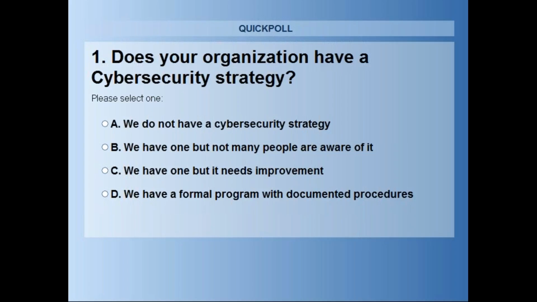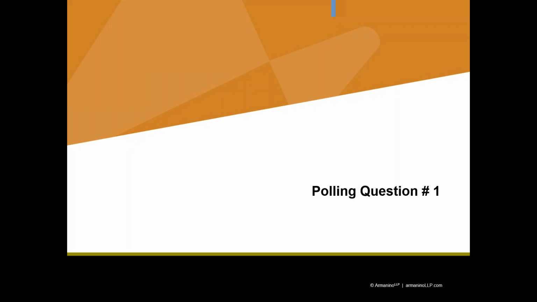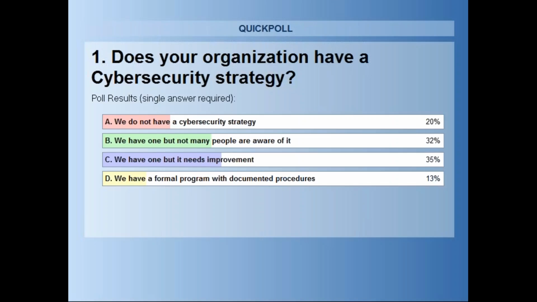But with that, I think we've had most of the people vote, so we're going to go ahead and share the answers with you. So Steve, it looks like it's a good spread of responses here. Yeah, it looks like most people have voted in B or C. So they either have one and people aren't aware of it, or they have one but they recognize that it needs improvement. A, which is we do not have a strategy, was a third, followed by D. So that's kind of where we see a lot of people: they have something in place, but either people don't know about it or they need to improve it, and that's kind of on par.